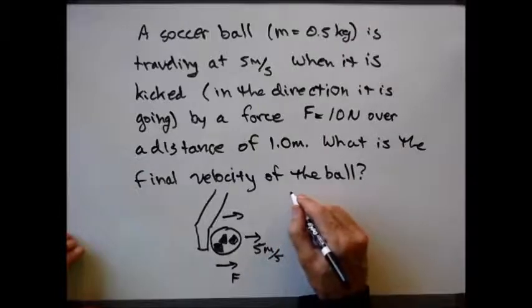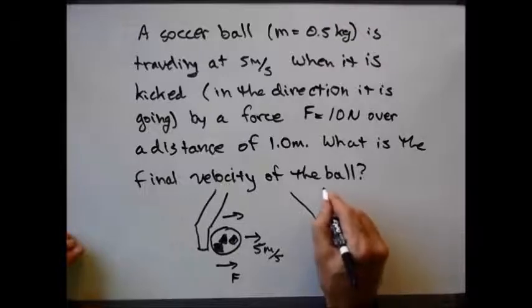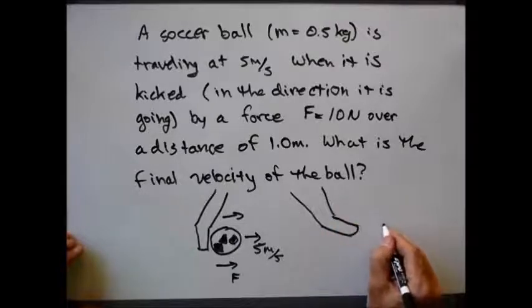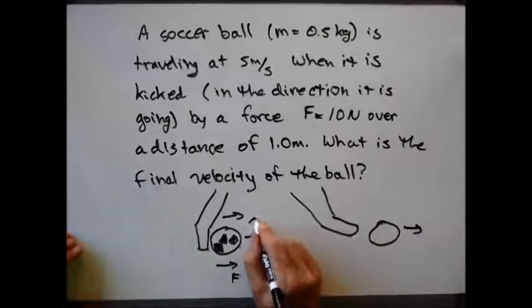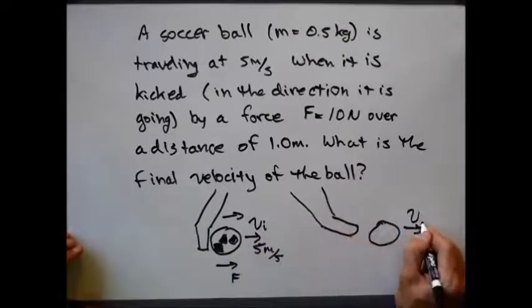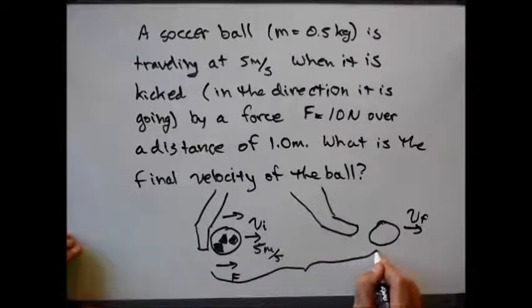And as the foot follows through, right, here's my foot following through, and here's the ball continuing on its way. This is V initial, and this is V final, right? And the distance over which the foot was in contact with the ball was 1.0 meters, right?